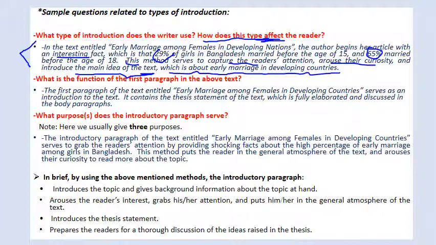If I don't tell you a specific number of purposes or effects on the reader, you have to include 3. But if I tell you 2, just write 2. If I tell you 1, just write 1. Okay?